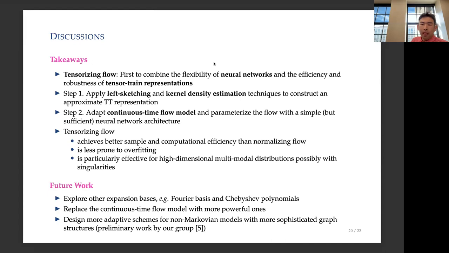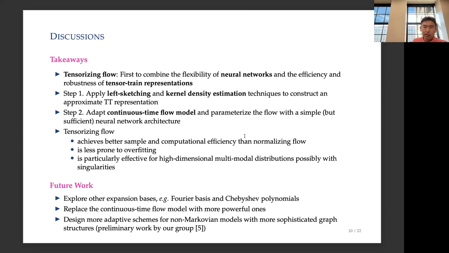By the near identity nature of tensorizing flow, I mean, in normalizing flow or in flow-based models, we are pushing the density Q0 to another target density Q1. If we choose Q0 to be a multivariate Gaussian, then this push forward is non-trivial. It involves transforming a very simple, maybe the simplest, distribution, the Gaussian, to a complicated distribution Q1.